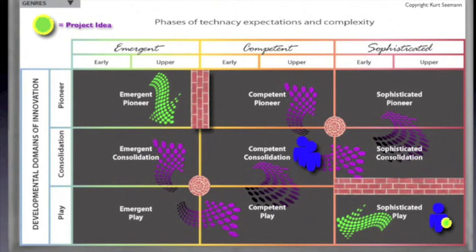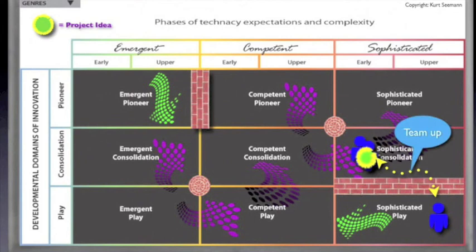The same can happen with the sophisticated play. Now, a sophisticated play person is somebody who actually has a very sound idea on how to get a project going, but they themselves don't necessarily have the means or the skills to deliver it. So they talk to people who have these competency codified skills. They form a team, share the idea, and away they go. So team development is very important, particularly as we progress through to the upper right sophisticated pioneer domain of education.